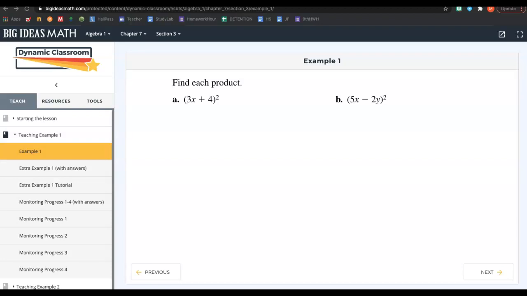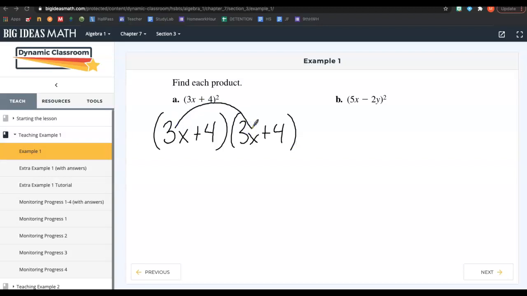Squared, what does that mean? So if I said 5 squared, you would tell me that means 5 times 5. So then if I'm taking this whole quantity squared, that means I'm taking the quantity times itself. So 3x plus 4 times 3x plus 4. That's relatively simple. Okay? So then I would do the exact same thing that we've been doing.